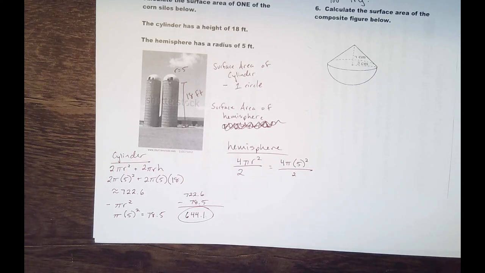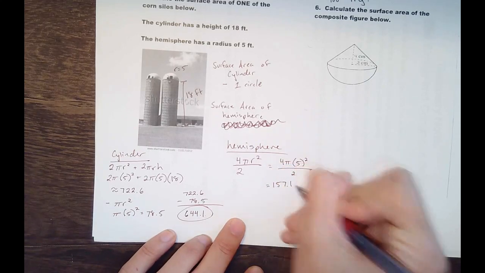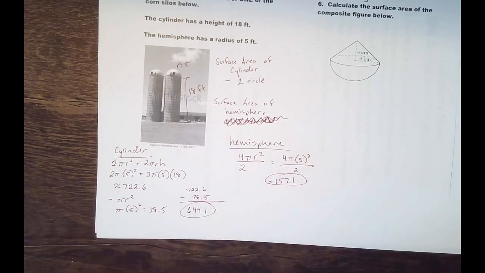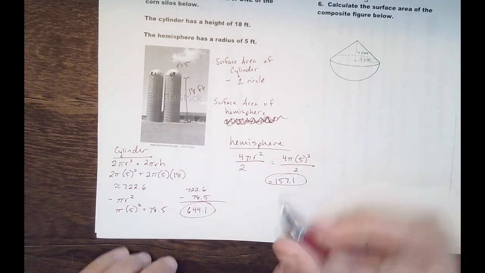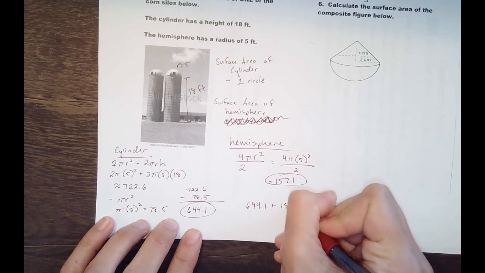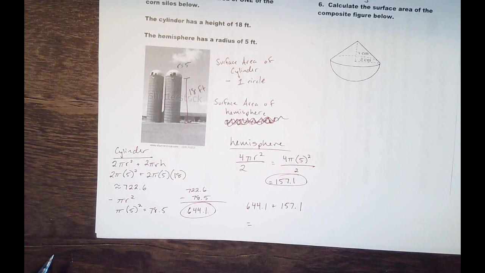So then to find the surface area of the entire thing, we're going to add those together. So then we end up with 801.2 feet, and it's squared because we're talking about area.